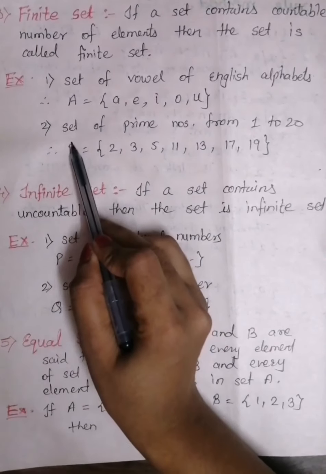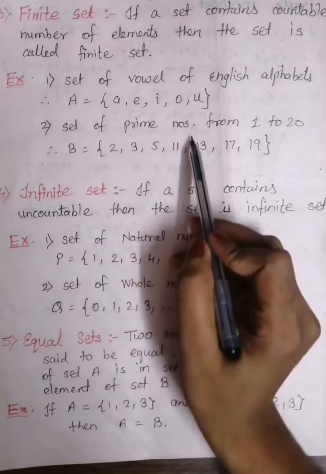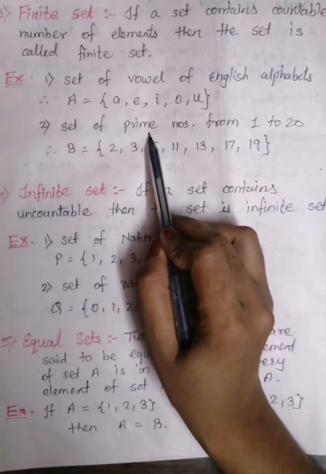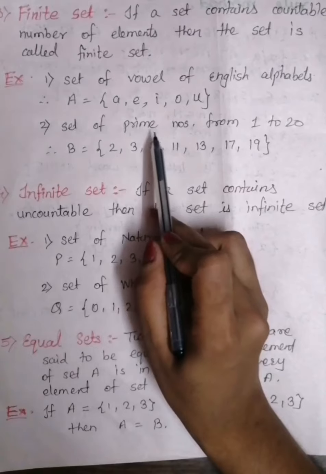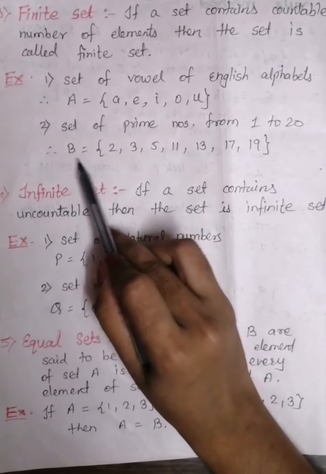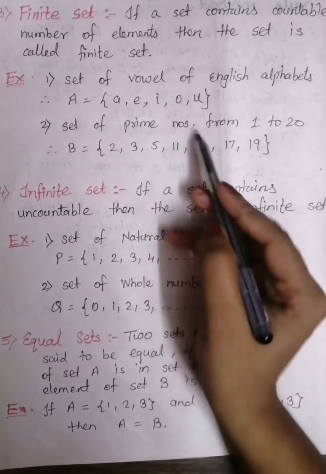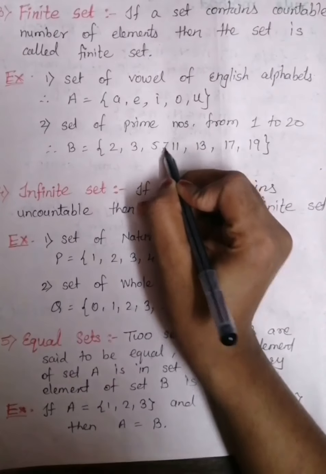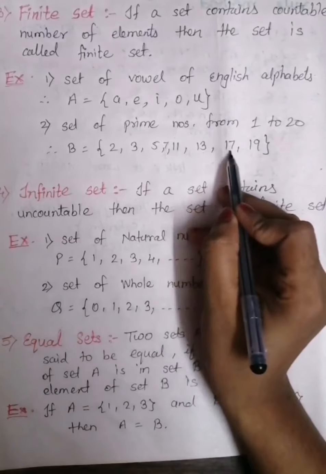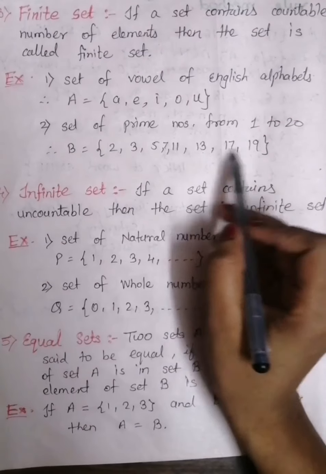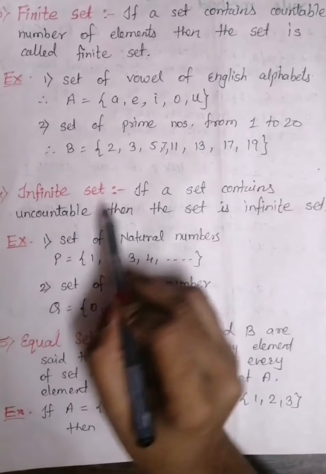Look at the second example. Set of prime numbers from 1 to 20. Prime numbers means that number divisible only by itself. So set B equals {2, 3, 5, 7, 11, 13, 17 and 19}. So these are the prime numbers between 1 to 20, right?